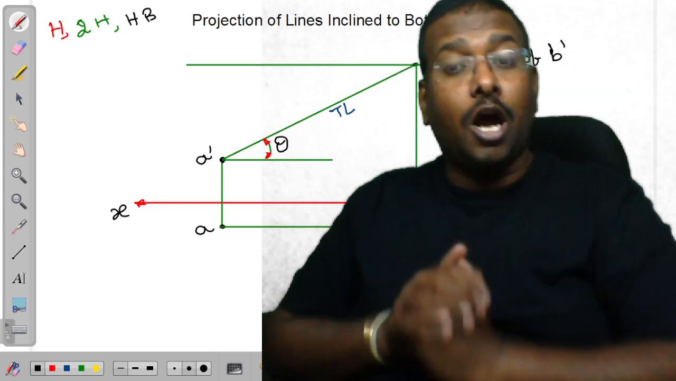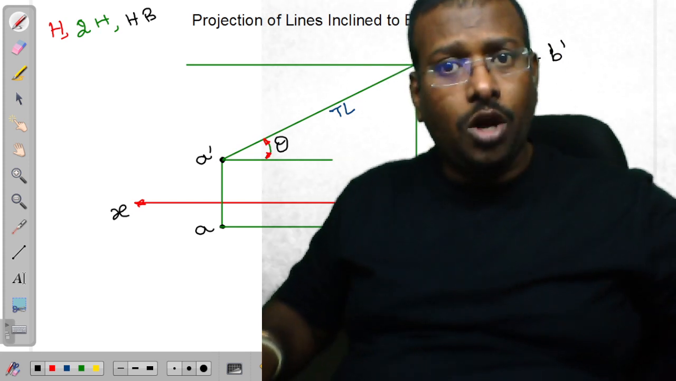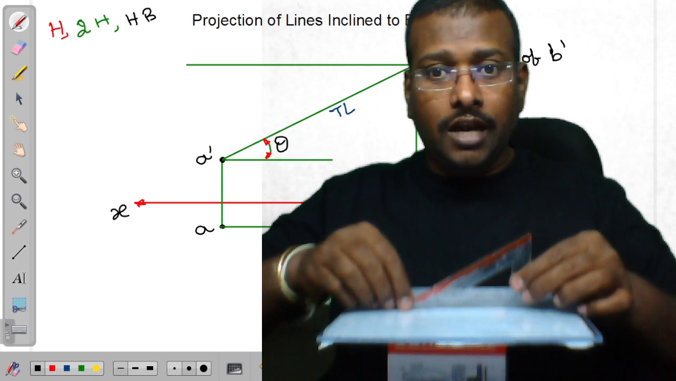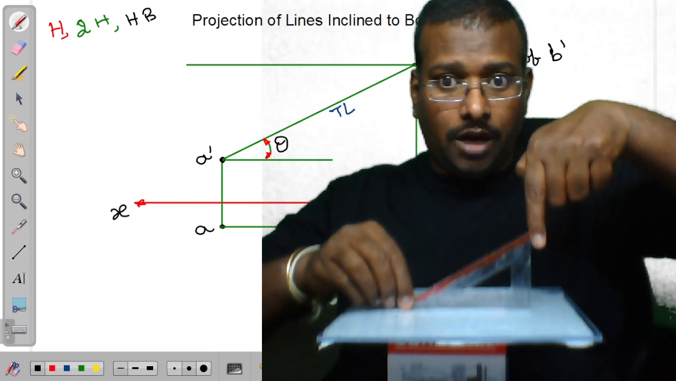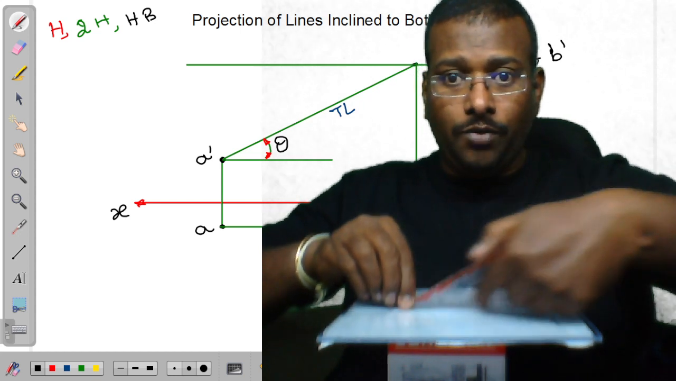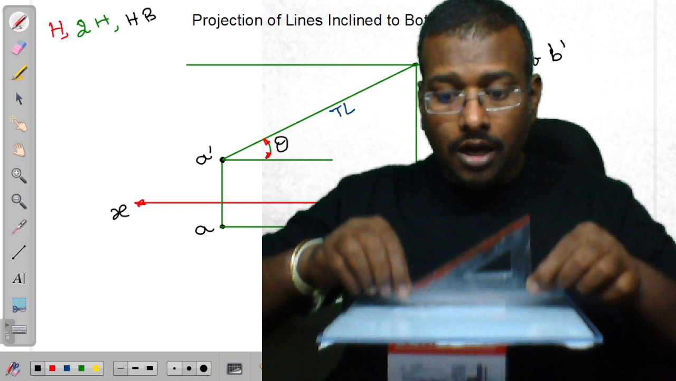Good. Now, sir, are there any other observations? Yes, definitely. You have to observe one more thing. Now, whenever it is parallel to VP, carefully observe. B top view falls here. A top view falls here. My top view length is this. From here to here it is the top view length.